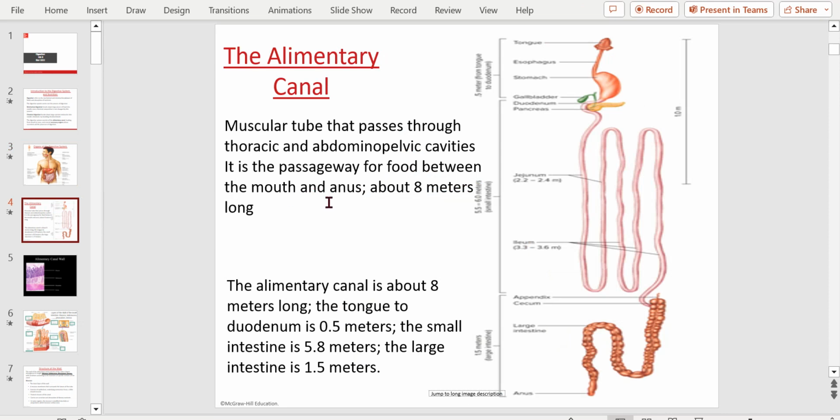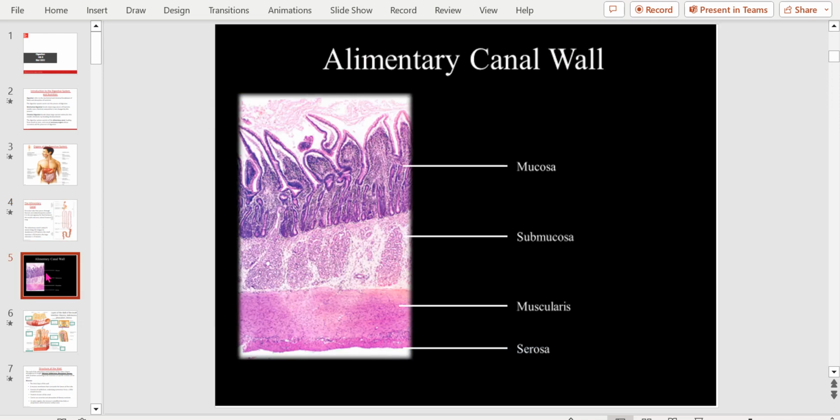The alimentary canal is a muscular tube that passes through the thoracic and abdominopelvic cavities. It is the passageway for food between the mouth and the anus. It's about 8 meters long, so about 32 feet. The tongue to duodenum is about a half meter. The small intestine is about 6 meters in length, and the large intestine is about 1.5 meters in length.